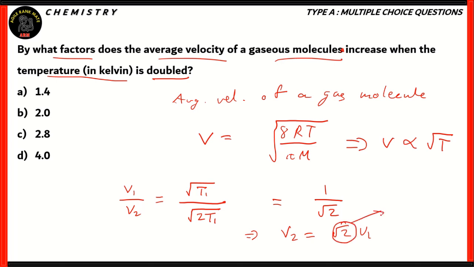Now root 2's value is approximately 1.4. So therefore, option A, 1.4, turns out to be the right option. The other options turn out to be incorrect.